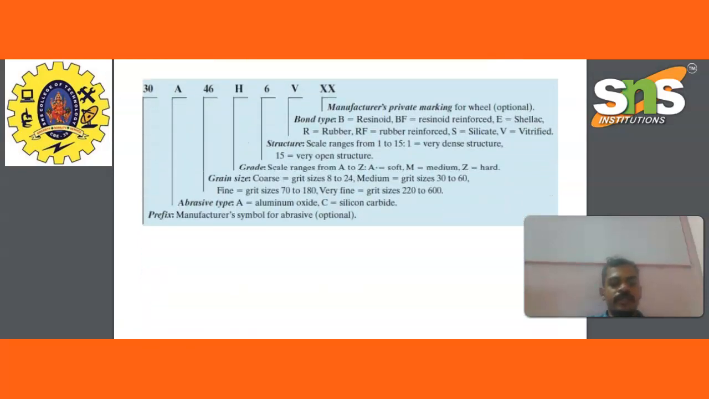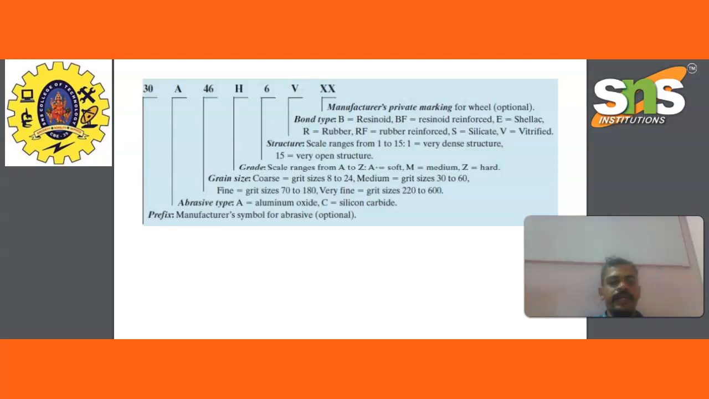Grinding wheel specifications. 30A 46H6V XX. These are the symbols. XX is the manufacturer's private marking for the wheel, which means it is optional.